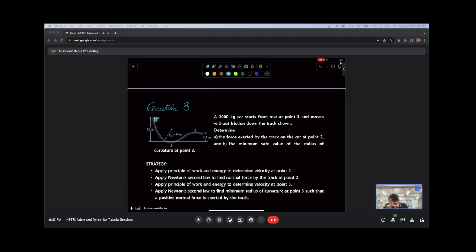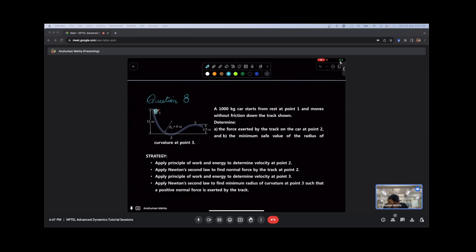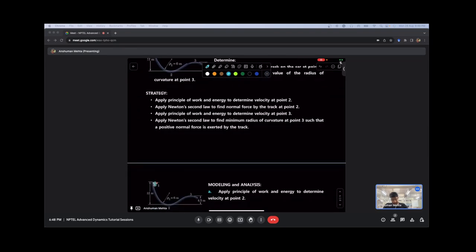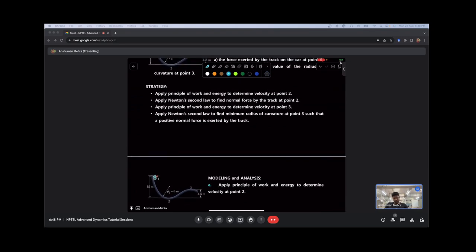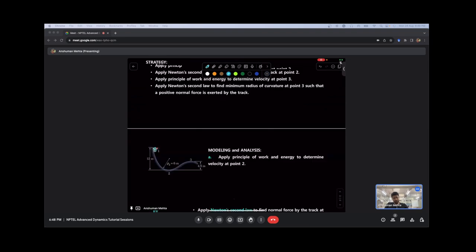So again, the strategy is to apply the principle of work and energy to determine the velocity at point 2, then apply Newton's second law to find the normal force by the track at point 2, then apply the principle of work and energy to determine the velocity at point 3, then apply Newton's second law to find the minimum radius of curvature at point 3, such that a positive normal force is exerted by the track, otherwise it will fly off. So it's similar to the previous question: 3 points, and we have to apply the principle of work and energy 2 times.